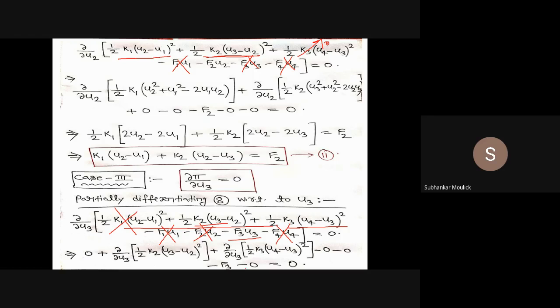So ultimately the partial differentiation of del by del u3 of minus f3 u3 is how much? It is minus f3, which is equal to 0. So once I partially differentiate this expression, I will get the value of force F3, that is k2 (u3 minus u2) plus k3 (u3 minus u4) equal to F3. That is equation number 12.